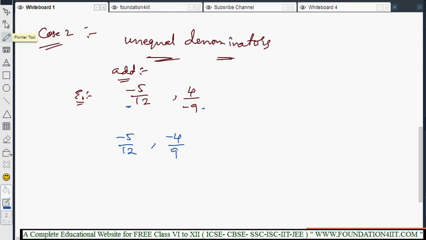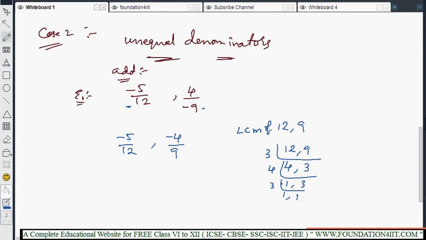Okay, then the first condition is here is 12 and here is 9. So first we should take the denominators' LCM. LCM of 12 comma 9. If we take the 3 table, 3 4s are 12, 3 3s are 9. So 4 and 3 have no common factors, so once you take 4, once you take 3.